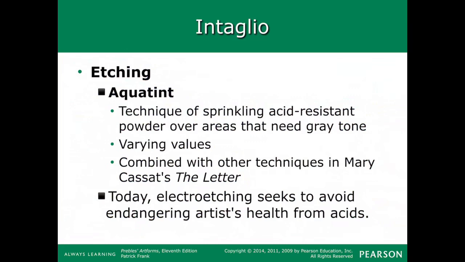And now we're going to talk about aquatint. A variation of etching is a technique of sprinkling acid-resistant powder over an area that needs gray tone. So, think aqua is water, tint is to add a little bit of color. So aquatint allows the artist to change the values somehow. So they have a little bit more control over the color. And that's what Cassatt did in her printmaking, the one that we just saw.